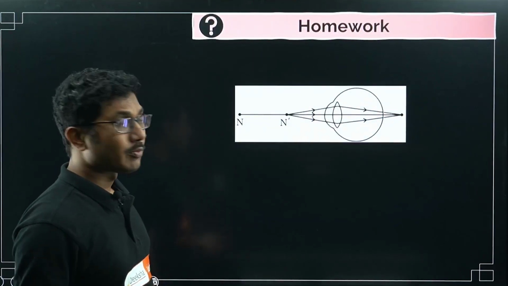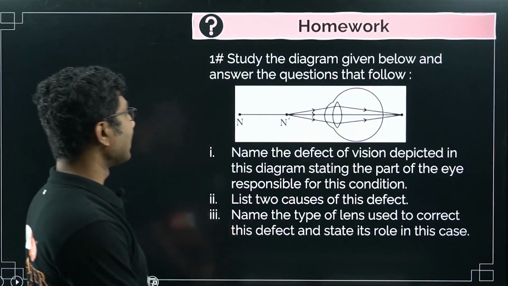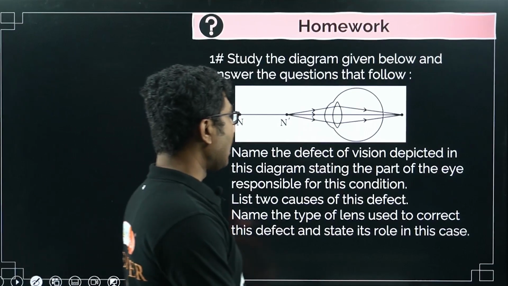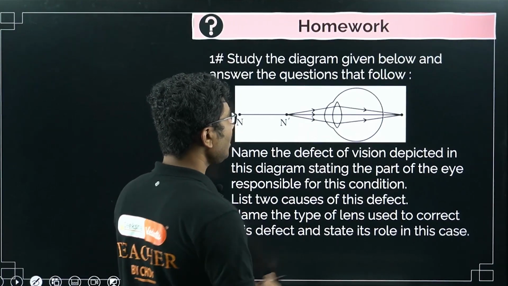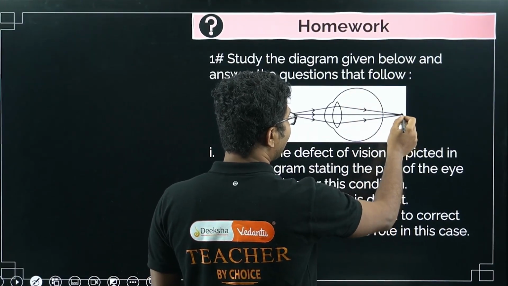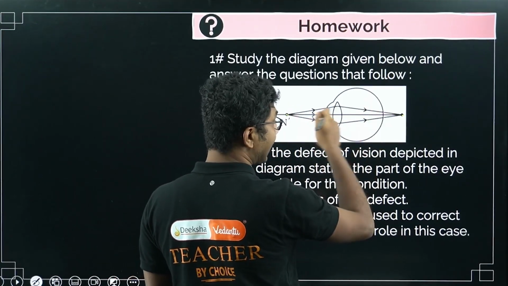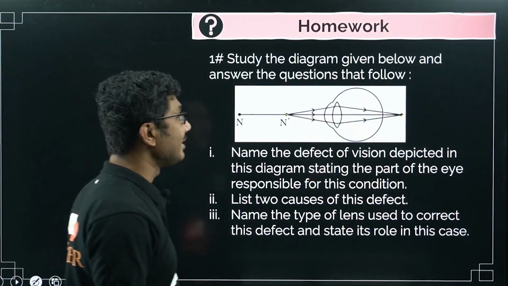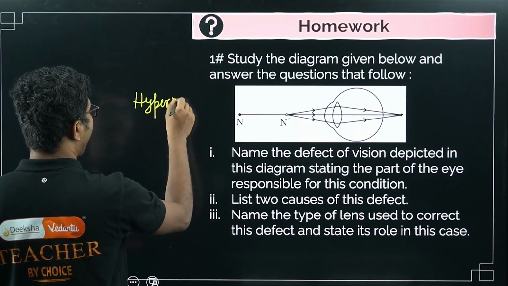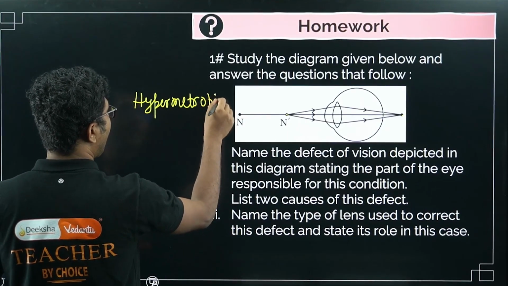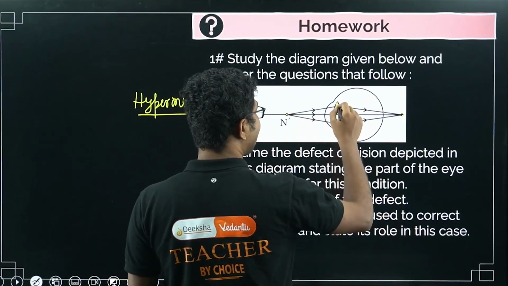Next is the homework problem. Let's solve the homework problem I gave you. What was the homework problem? Study the diagram below and answer the question that follows. Name the defect of vision depicted in the diagram, stating the part of the eye responsible for this condition. So basically, as you can see, the near point is shifted far. Okay, and he cannot see objects which are closer to his eye. So basically it's hypermetropia. Okay, the defect is hypermetropia. And possible reason, what parts are responsible? Basically the lens, the eye lens.